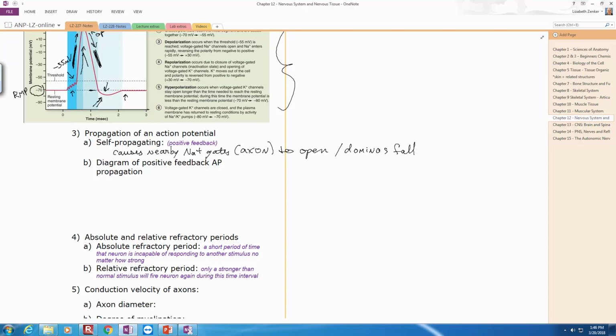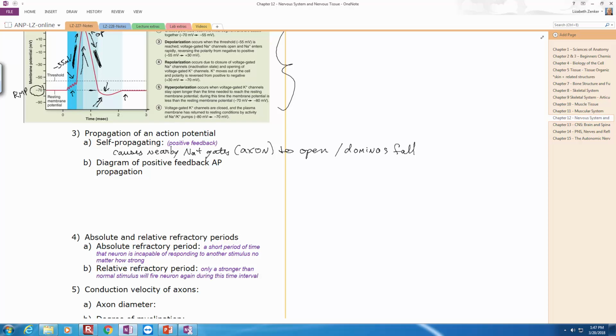Positive 30. Till you hit positive 30, then it'll close, ting, ting, ting, ting. And it'll be like another domino effect. Close, close, close, close, okay? Let's see, what else do we want to say?